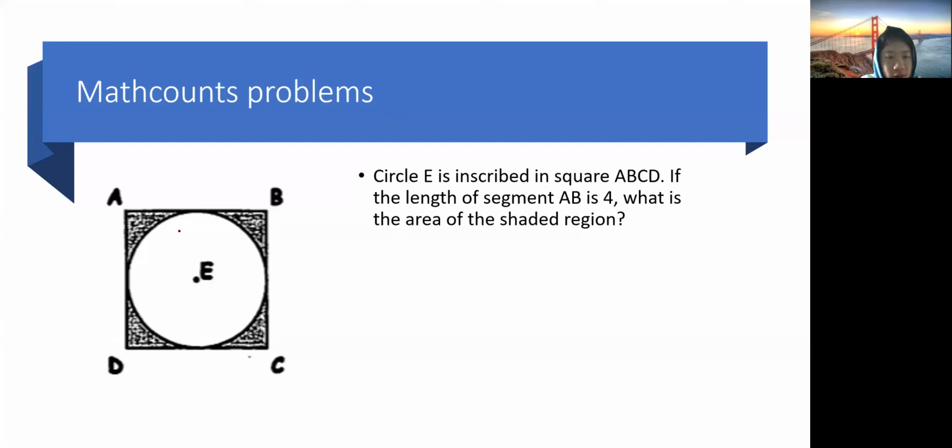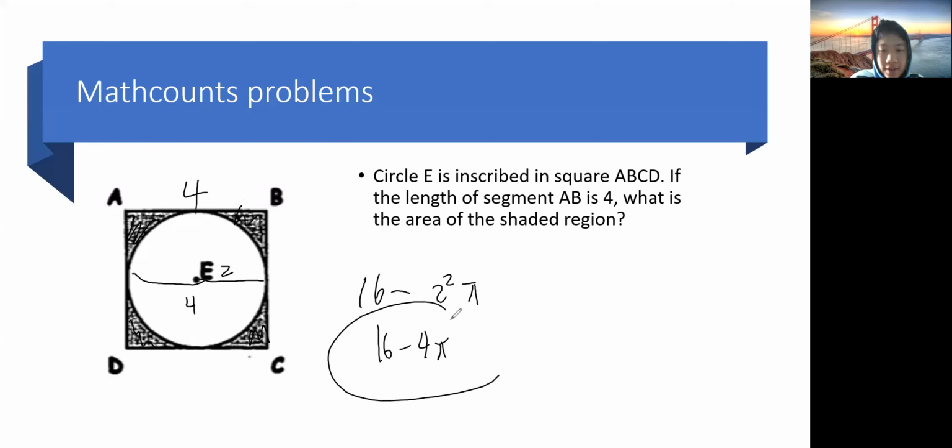Okay, so for this one, it's very similar to the one I did at the beginning of class. What we're basically going to do is take the area of the square and subtract out the area of the circle, right? Because that's basically saying we take a square and we're cutting a hole in it, and all we have left are these sides. The side length of the square is 4, so we know the area of the square is 16. We just need to subtract out the area of the circle. Well, the diameter of the circle is 4, because it's the side length of the square. The radius must be 2. So the area must be 2 squared pi, 16 minus 4 pi, and that's the answer, okay?